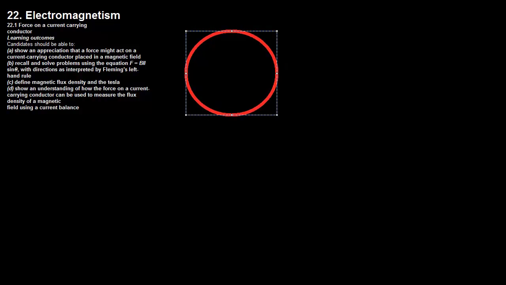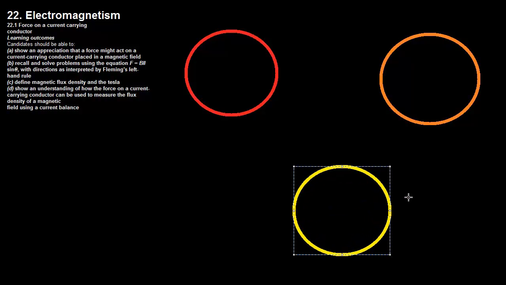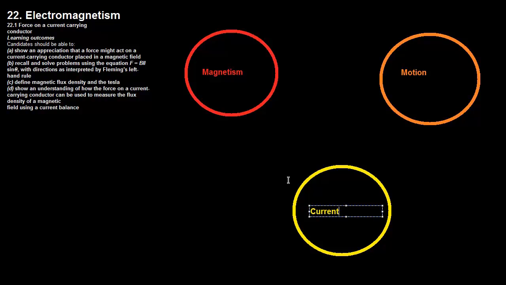I wanted you to carry through a core concept first before we begin. Basically, there are three fundamental aspects to everything to do with magnetism in general, and all the questions we'll do, at least in the Cambridge syllabus. So, if I just draw three circles here, I can visualize this idea for you. In the red circle, magnetism, in the orange circle, motion, and in the yellow circle, current. The idea is, if you have any two of these, it will cause the other one to occur.